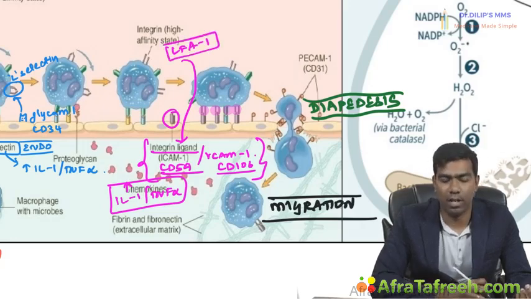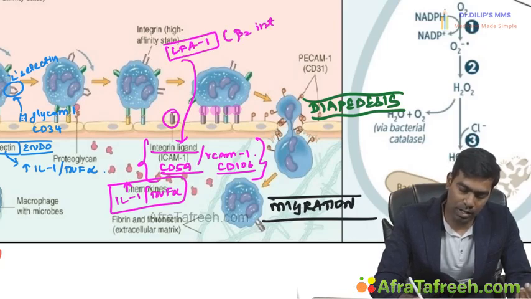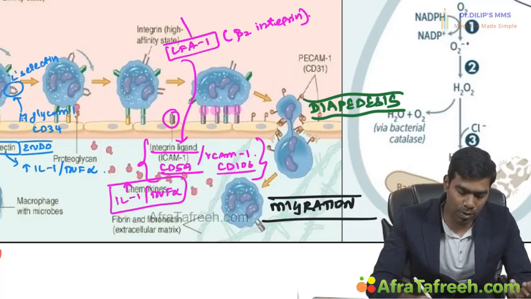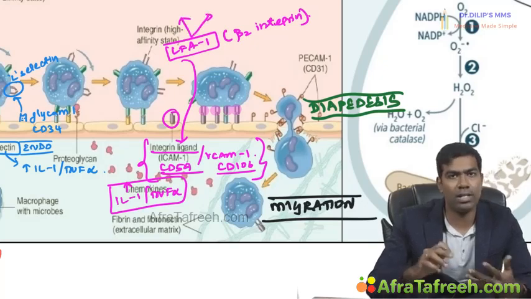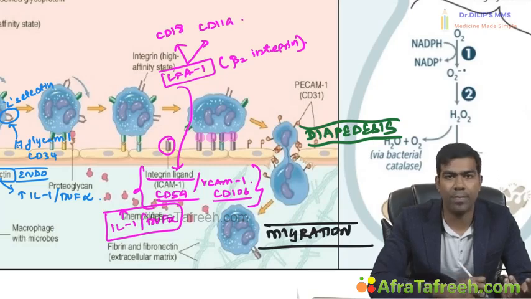That's called LFA1. LFA1 is otherwise referred to as a beta-2 integrin, which means for adhesion, integrins are very important. That is why VCAM1 and ICAM1 are called integrin ligands, because they bind to the integrins on the neutrophil side. So this is what we refer to as a beta-2 integrin, LFA1. This LFA1 has two components. I'll tell you why this is important to understand. This LFA1 itself has two components. One is called CD18 and the second one is called CD11A.